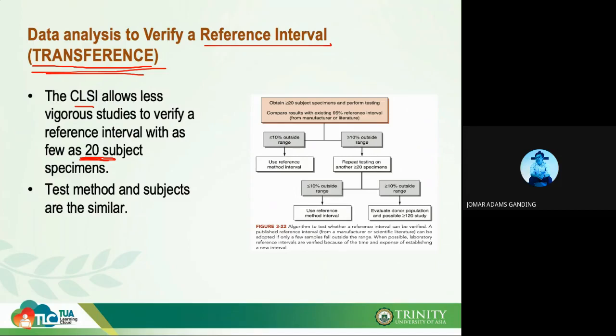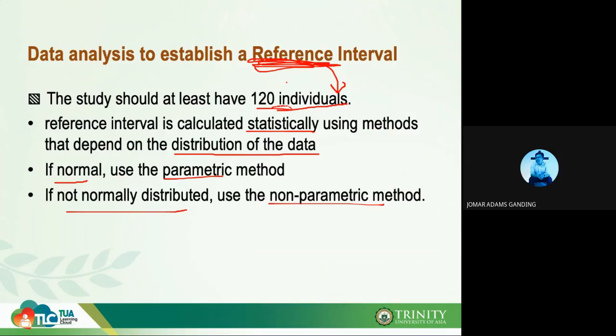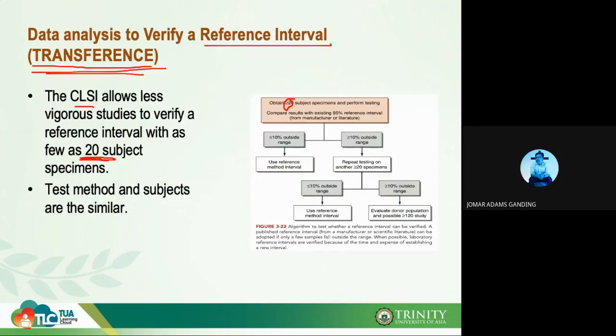So the process would be like this. Instead of 120, same process. But here's the thing, you would only be performing it on 20 samples compared to the one that we were talking about, where you do it on 120 individuals. This time, I will only be using 20 samples, okay? 20 samples.